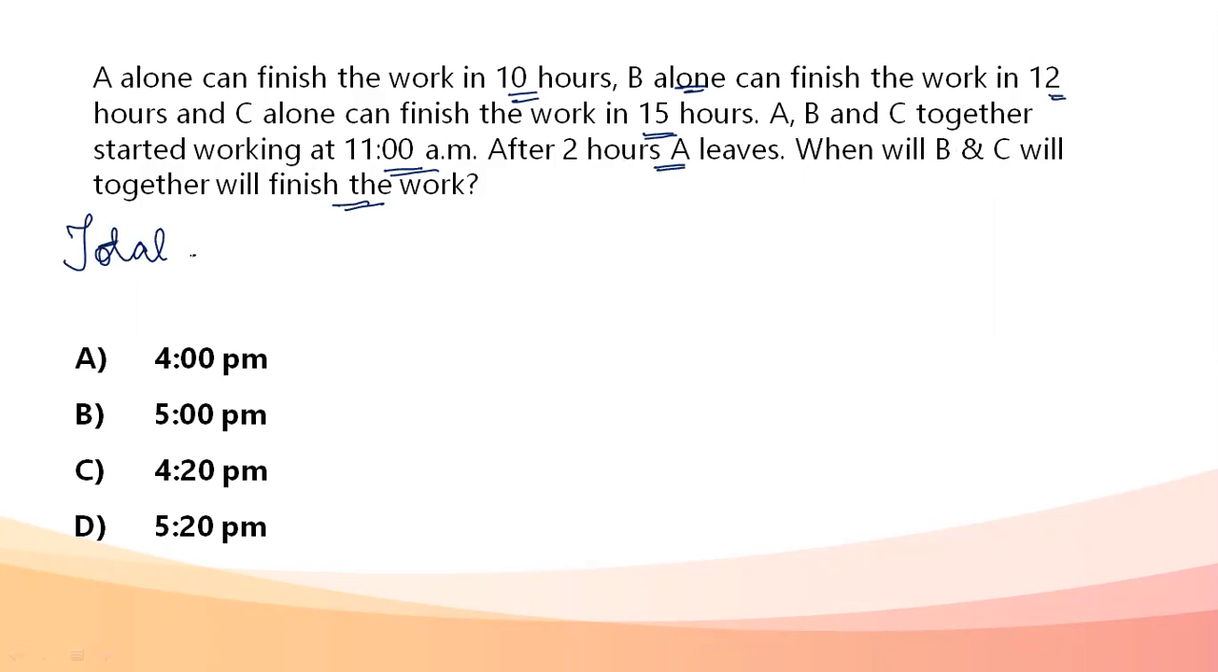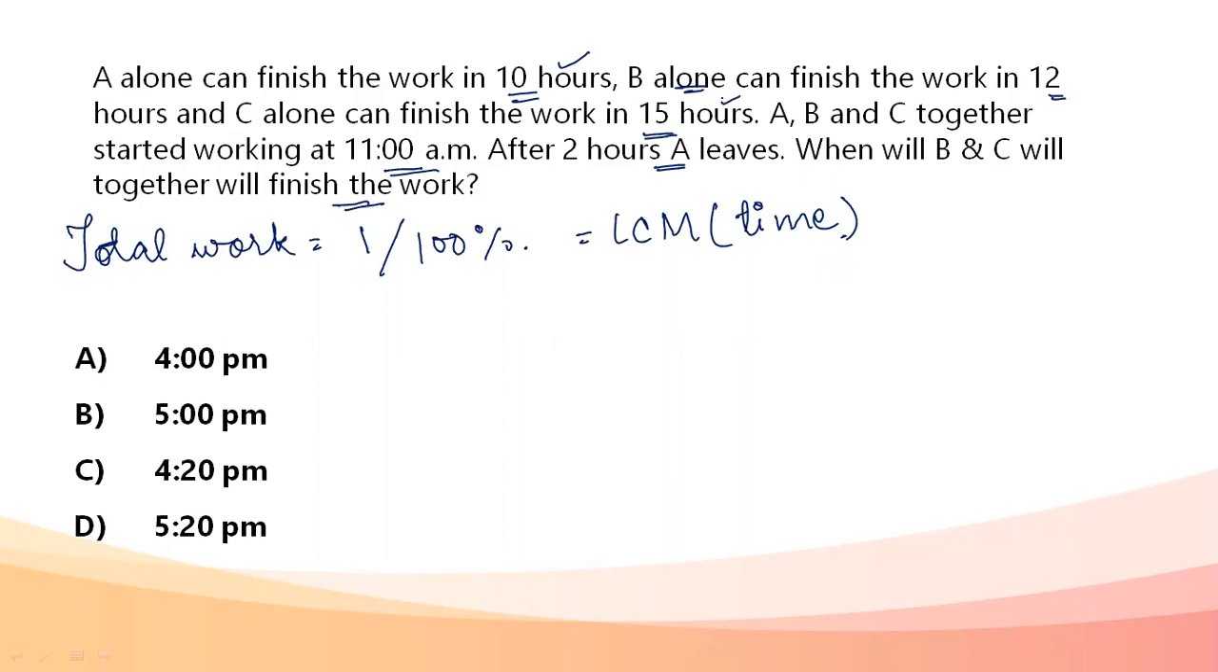Total work that has to be done, it is equal to either 1 or 100%. But there is one more way of writing work, and it is called taking the LCM of that time in which some complete work is being done. So if it is with respect to hours, take hours. If it is with respect to days, take days. If it is with respect to weeks or months, take that. So the time in which some work is being completed by some people, if you take the LCM of that, I'll get one value. Here, if I take the LCM of 10, 12, and 15, it comes out to be 60.